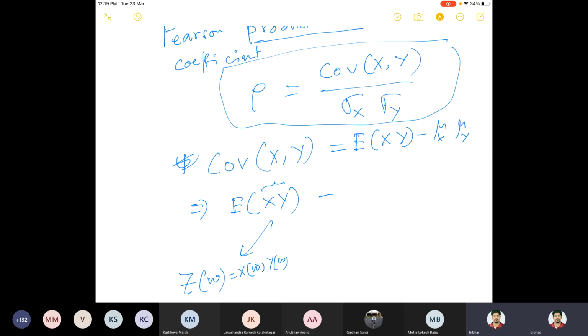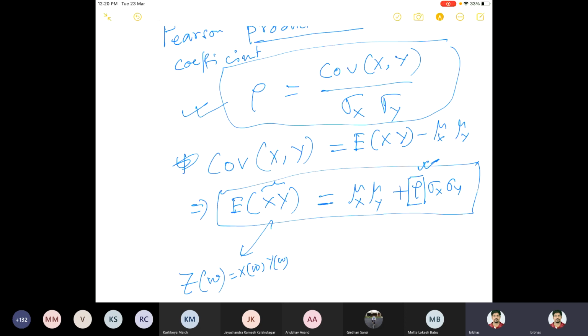From here, if you take mu x mu y to the left-hand side, this plus the covariance, and covariance is nothing but rho times sigma x sigma y. If somehow you know the value of this correlation coefficient, which is actually a measure that determines how x and y are correlated, we'll talk about that in a minute. But if it is known, then you can also compute E of the product. So this is a very useful formula sometimes.